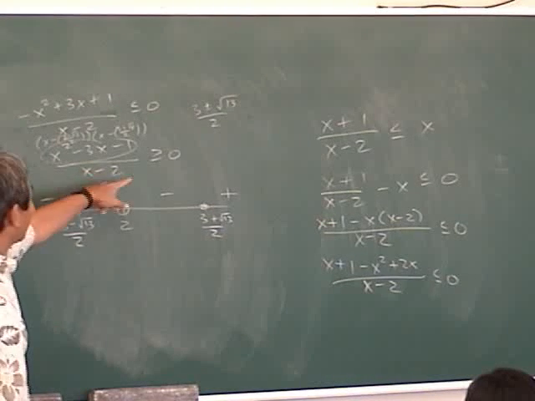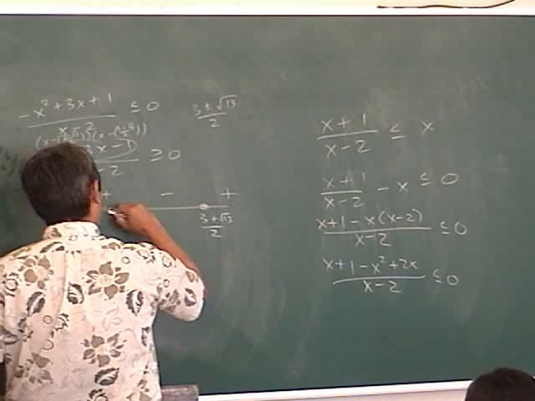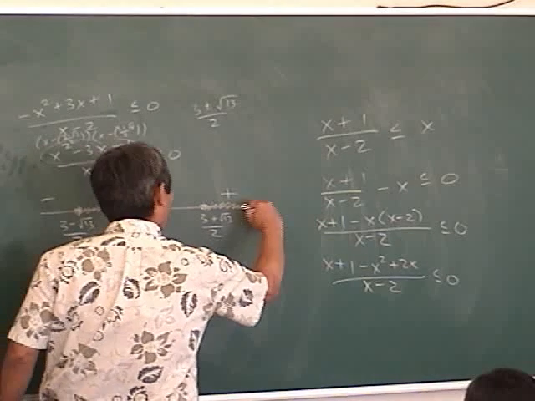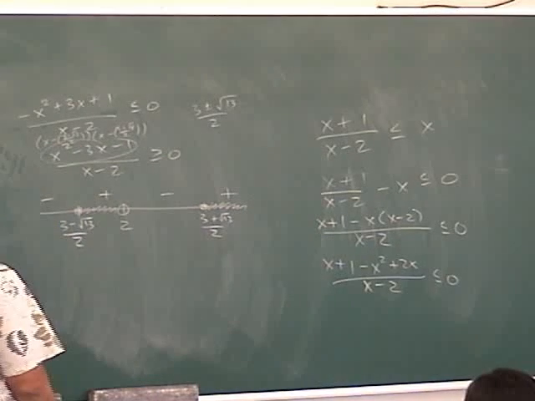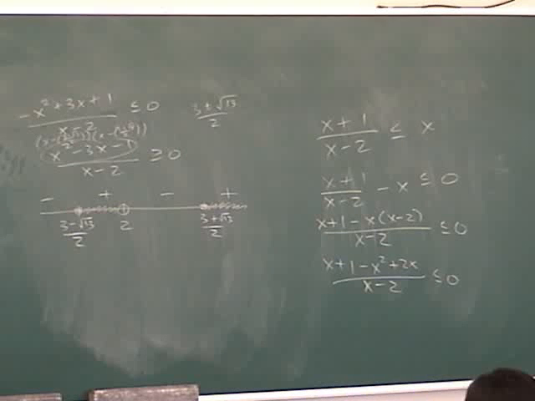And so we're looking for greater than 0, so it's minus, plus, minus, plus. Well, there you go. That's your answer. Then you just write it down.